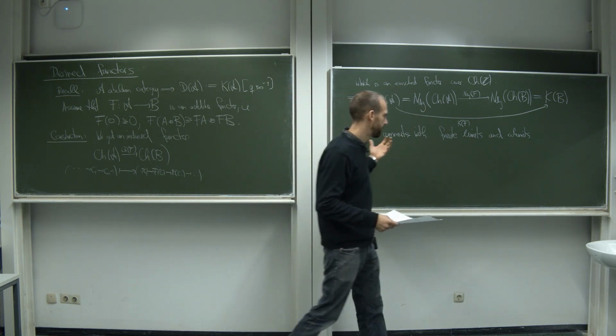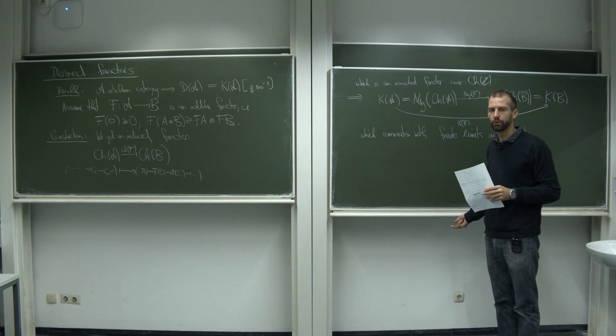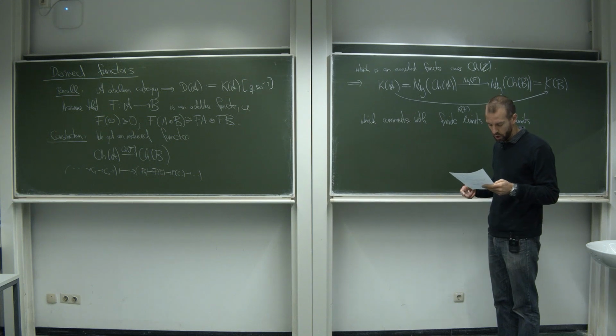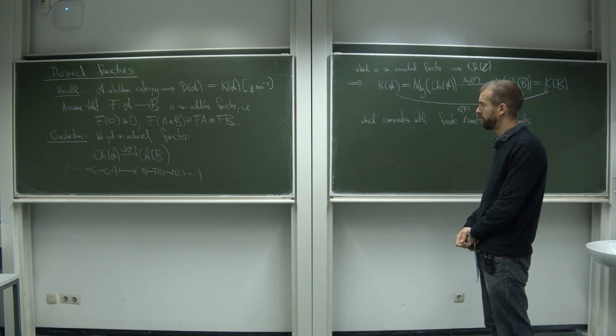One way to say that is people usually say that it's exact if it preserves finite limits and co-limits. Okay, so that's a construction of this functor K of F.